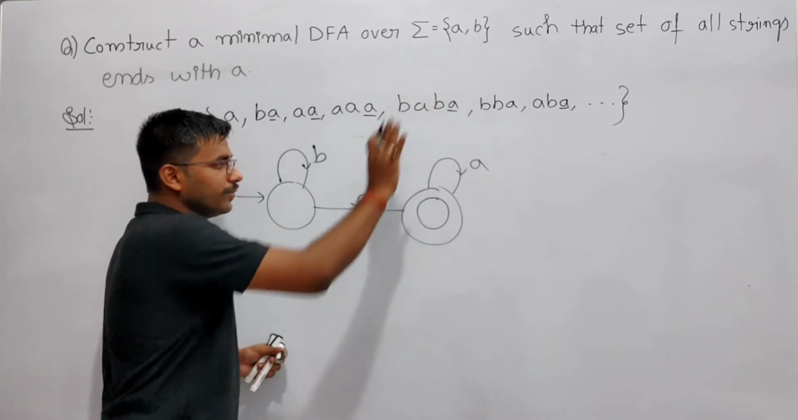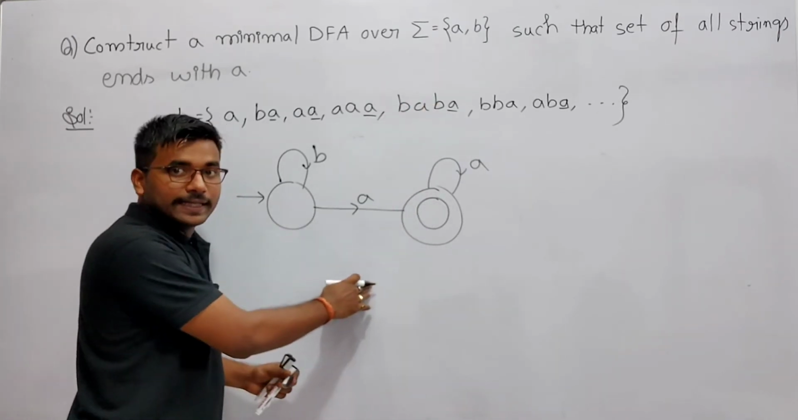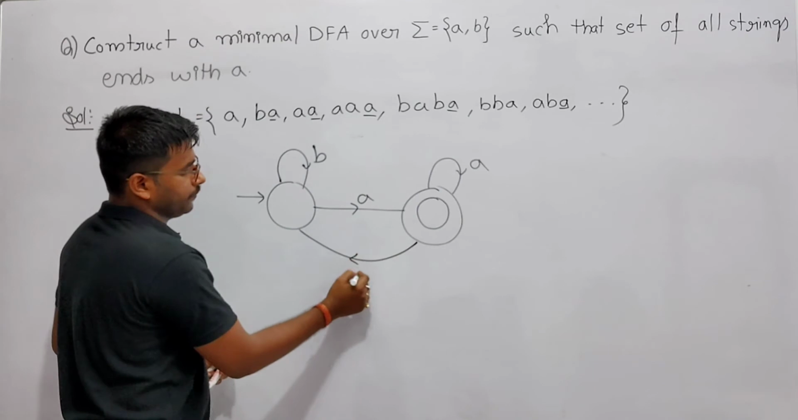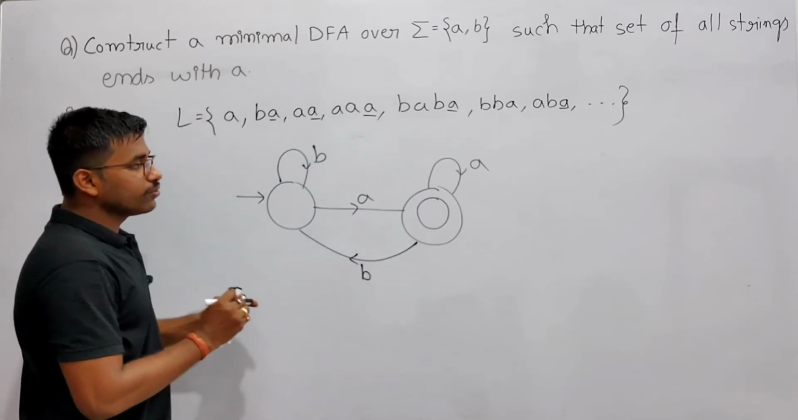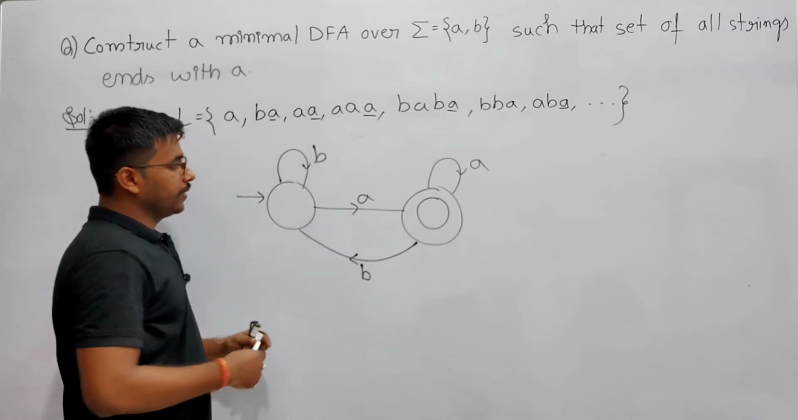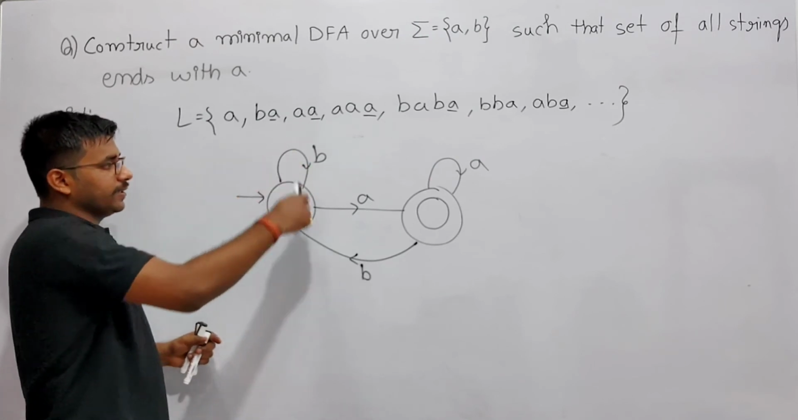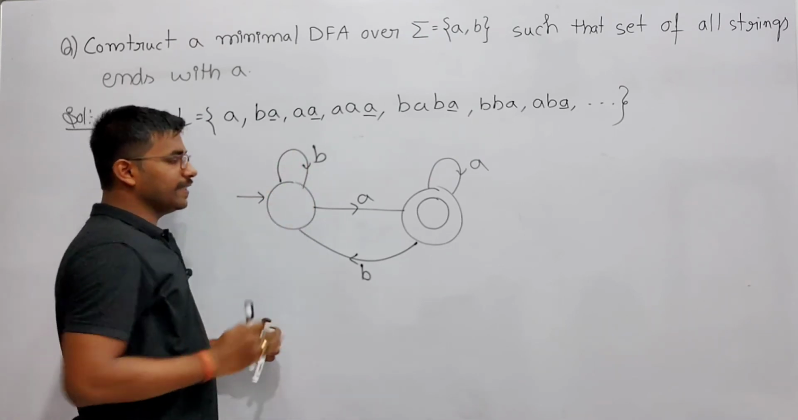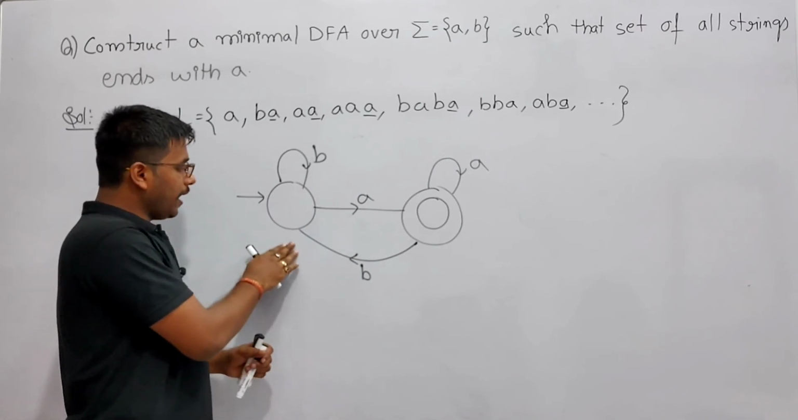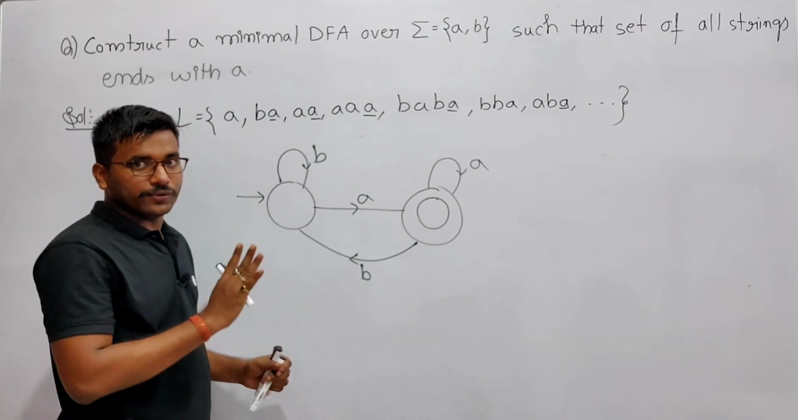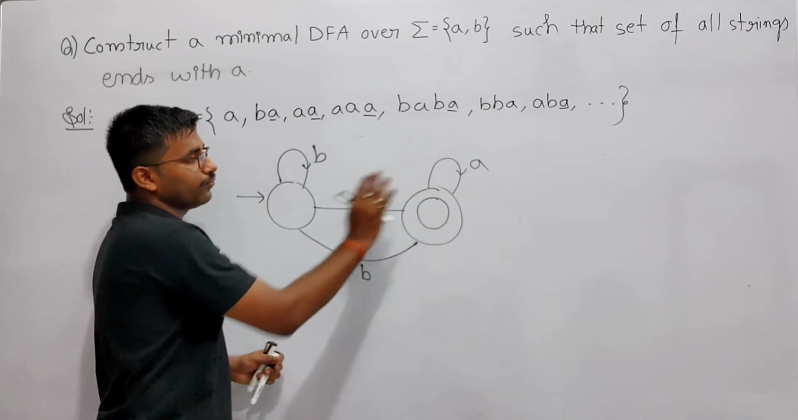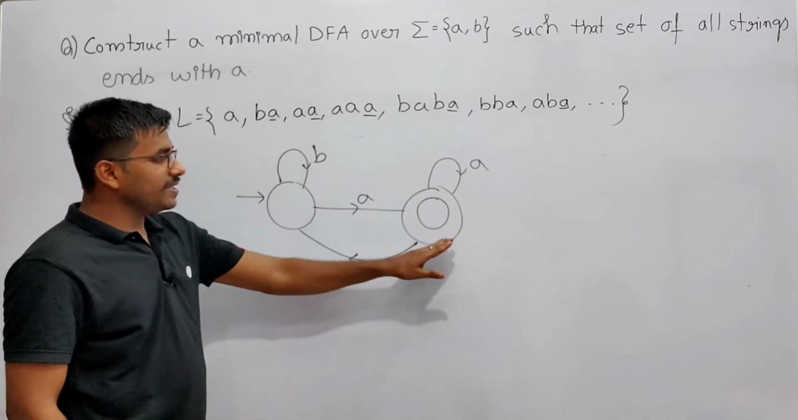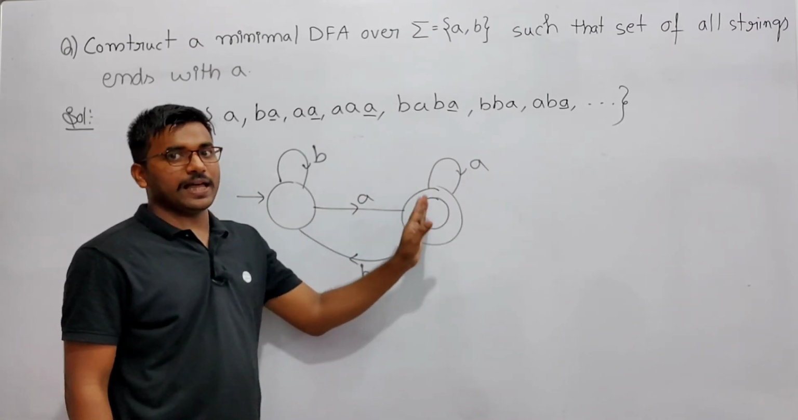Now if you are getting any number of a's, fine. But after that, if you are again getting b, come back there. Why? Because now it no longer ends with a. So here I am just waiting. That's why whenever I get b, I come back there. This state is saying that I am waiting for a. If it gets a, it goes to the final state. Now this state will check whether it is the last a or not.